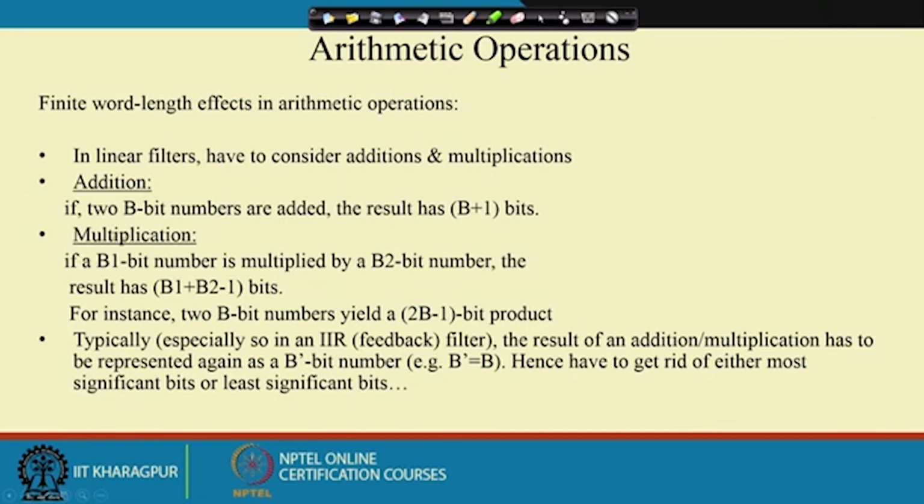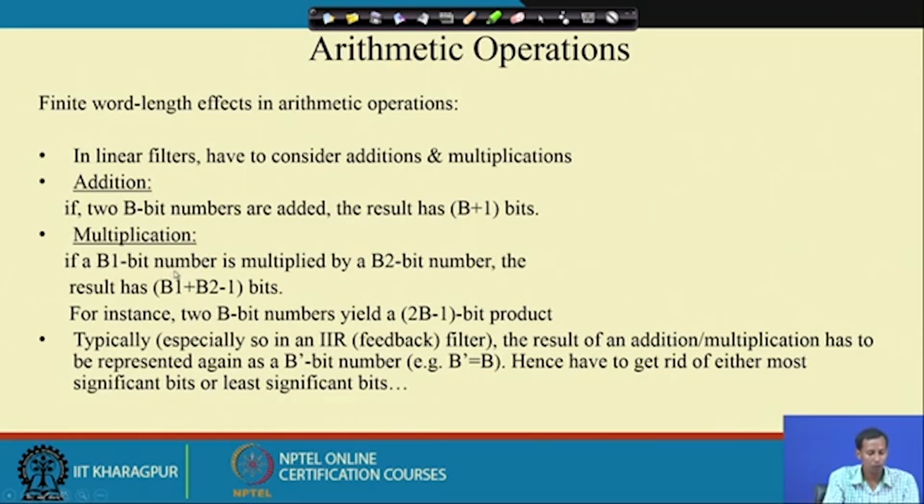Okay. And for the constant multiplication, if a b1-bit number is multiplied by a b2-bit number, then the result has to be of b1 plus b2 minus 1 bits. So, for the multiplication the word length will be b1 plus b2 minus 1. To hold the proper result and avoid overflow, we need to consider b plus 1 bits for addition and b1 plus b2 minus 1 for multiplication. Okay.